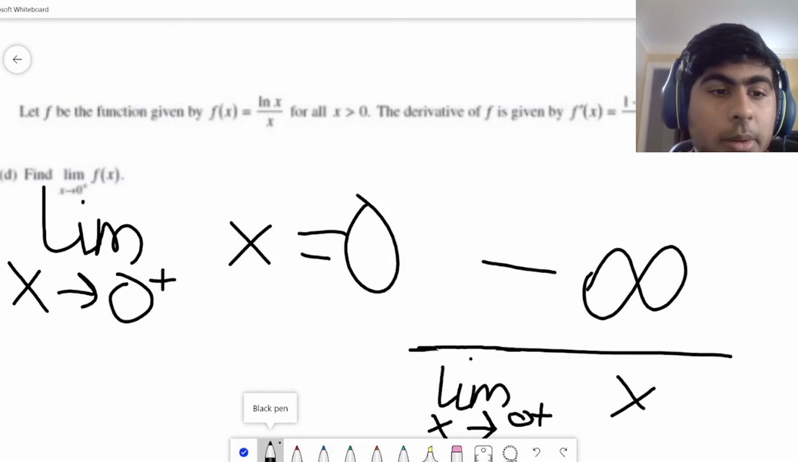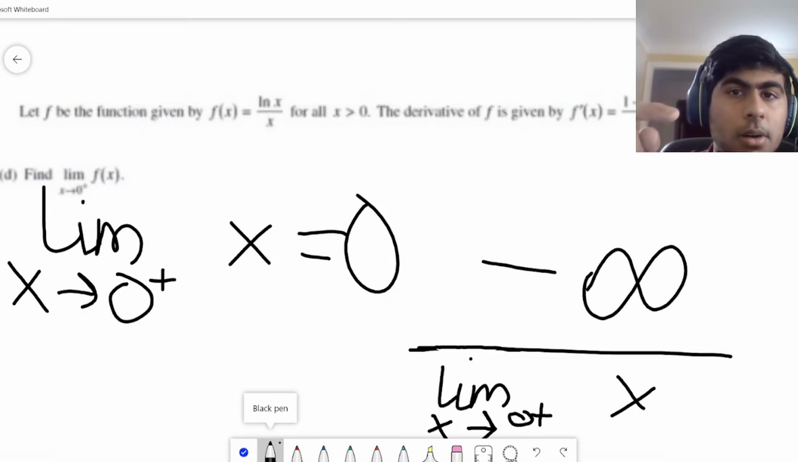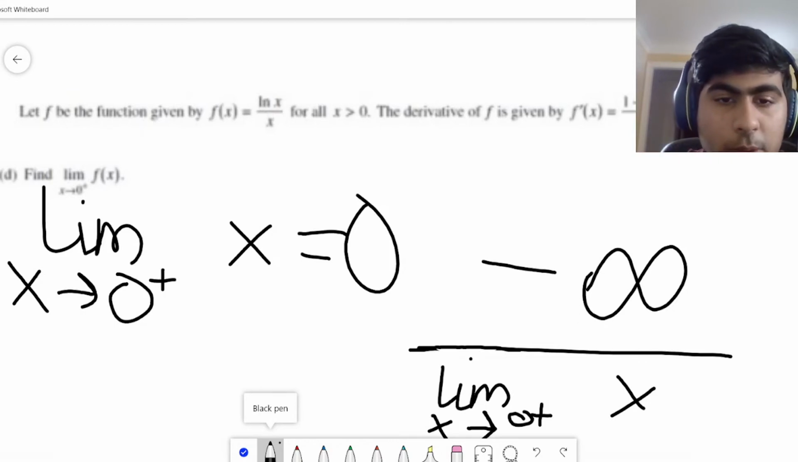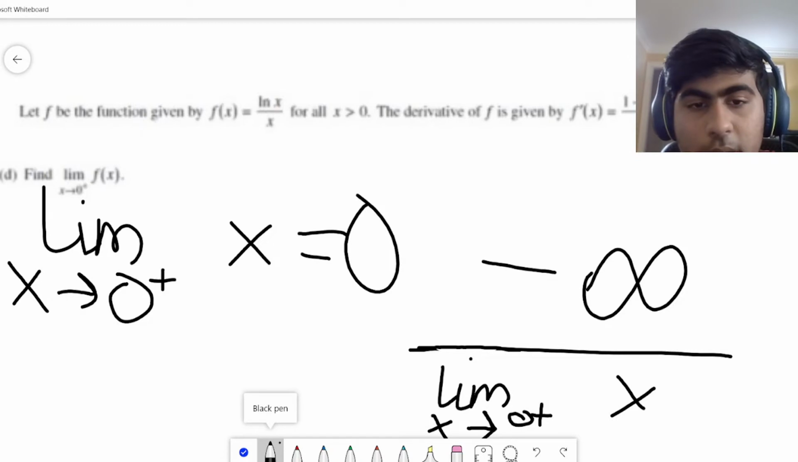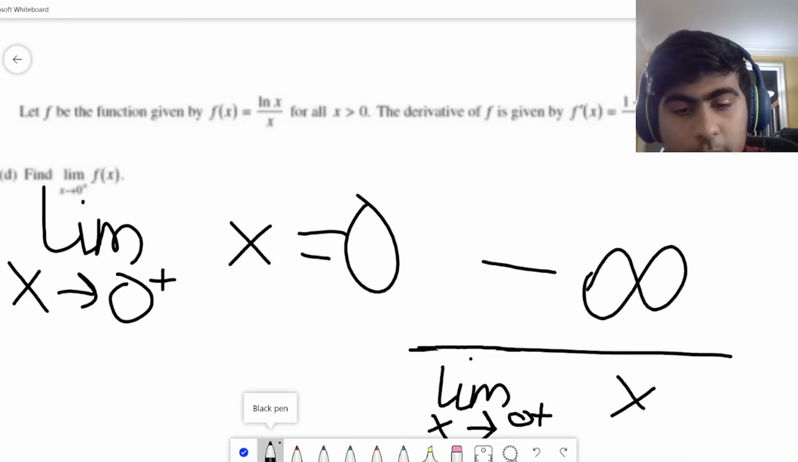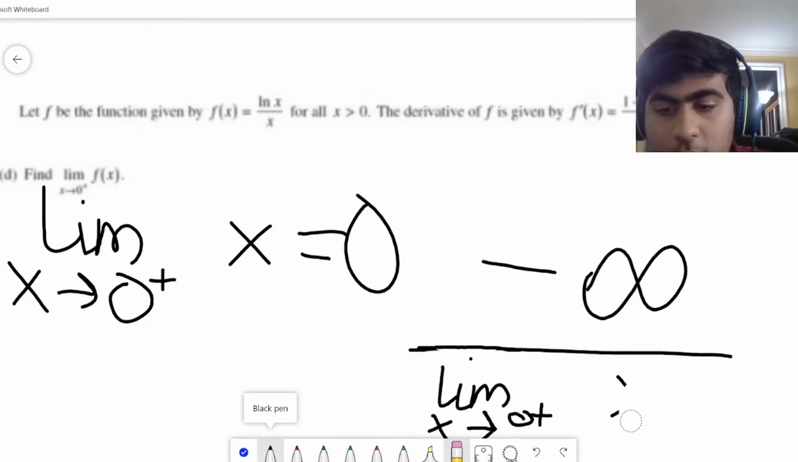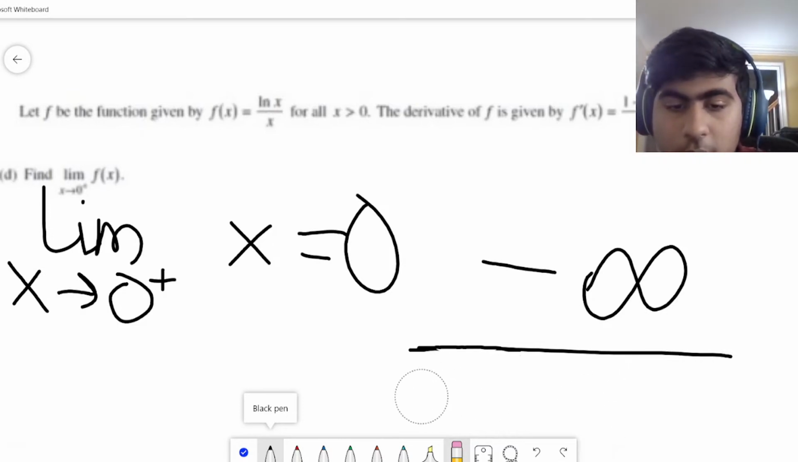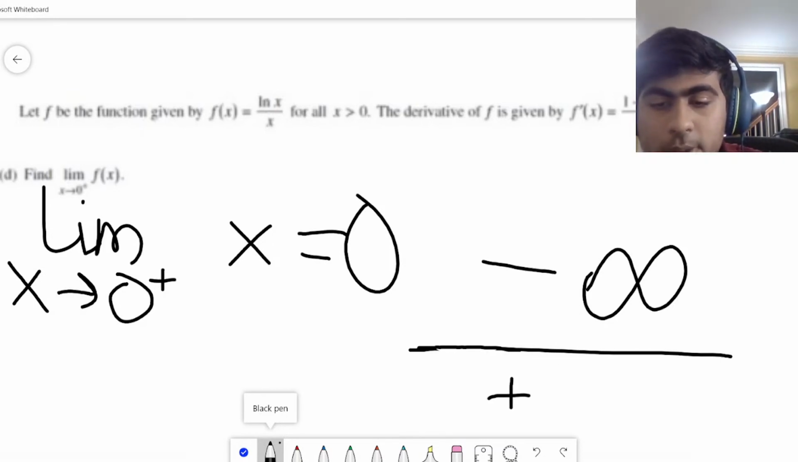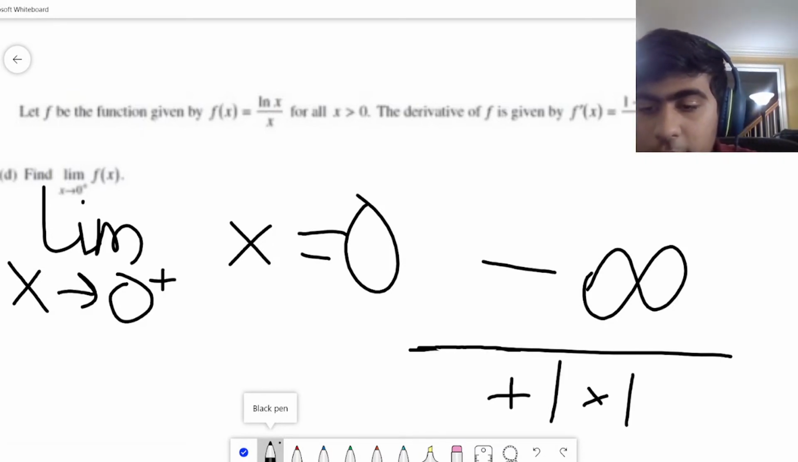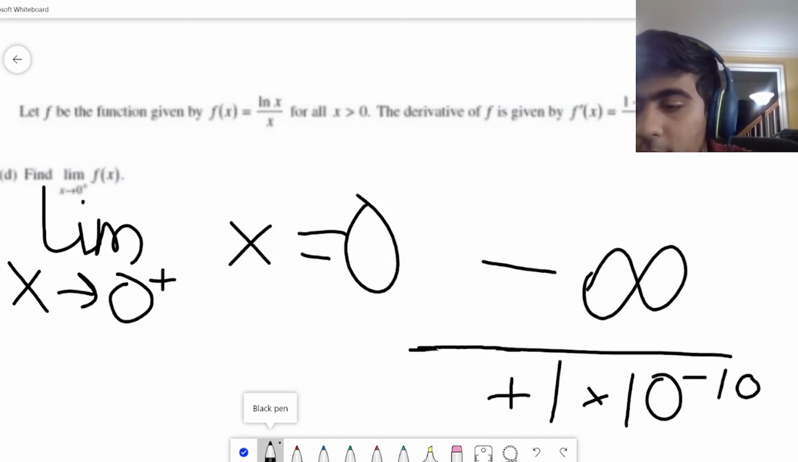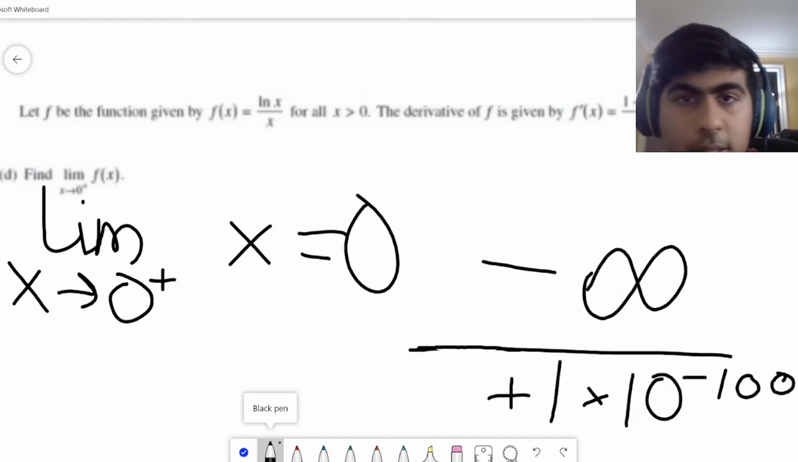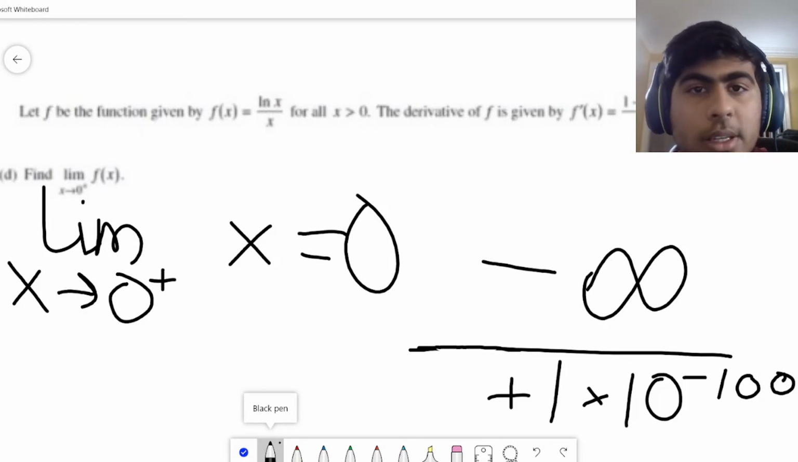But we can't put 0 in the denominator. But we're approaching 0 from the positive side. It's becoming really, really tiny, right? So we're getting something really tiny in the denominator, still positive, though. Just to illustrate something that's tiny, we can put, like, plus 1 times, I don't know, 10 to the negative 100 or something. It's not going to be anything like that, but it's a way to represent that x is going to be really tiny.